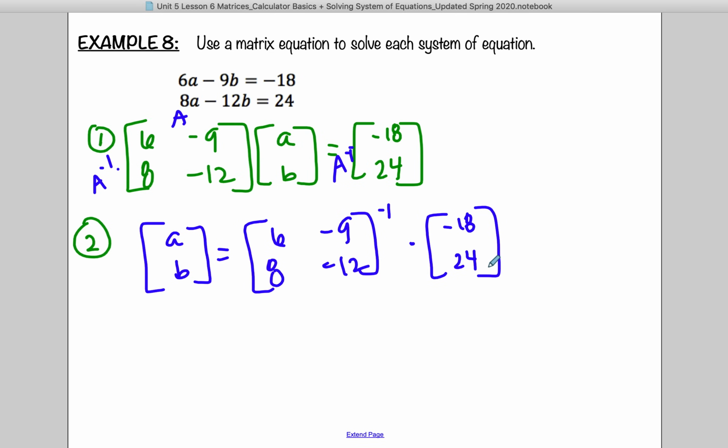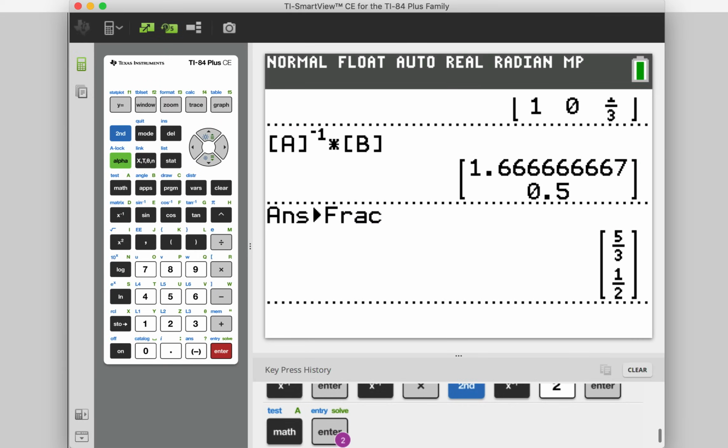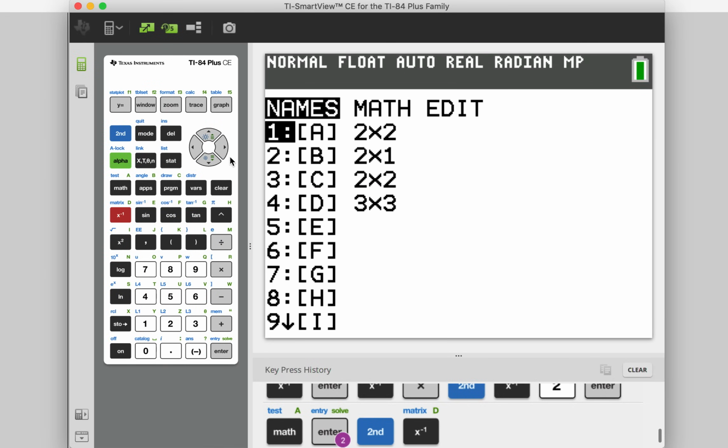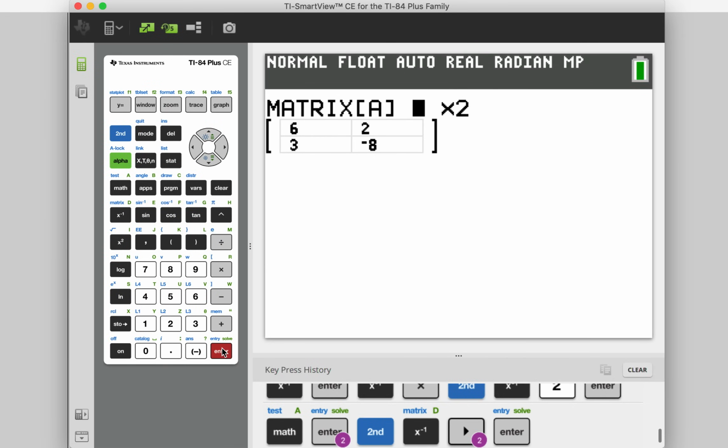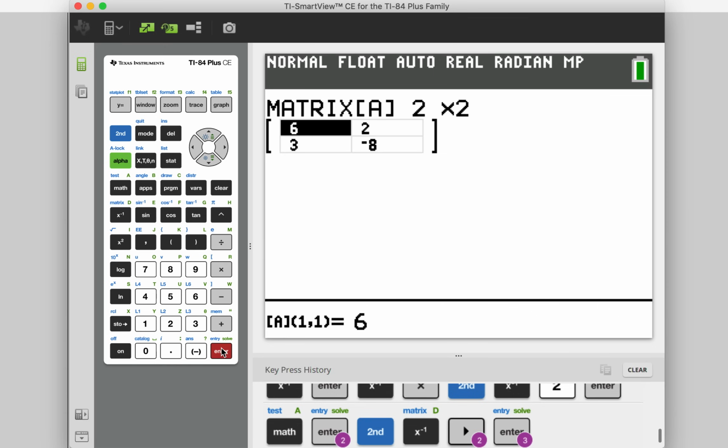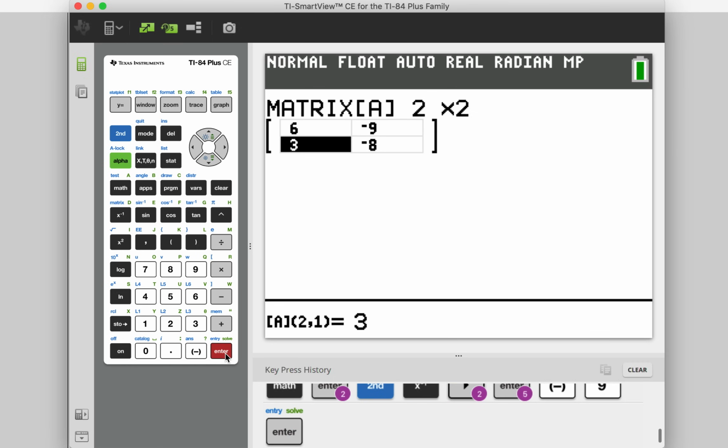Then from here, I just need to type it in my calculator. So let's go ahead and do that. I'm going to use matrix A and B again because I already have their dimension set up. I'm just going to copy right over top of them. Okay, so go into my calculator. So we go second matrix over to edit. Matrix A is still a 2 by 2, so that's good. And now for this problem, we got matrix A is 6, -9, 8, -12.